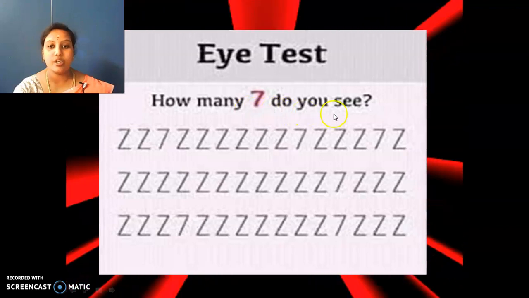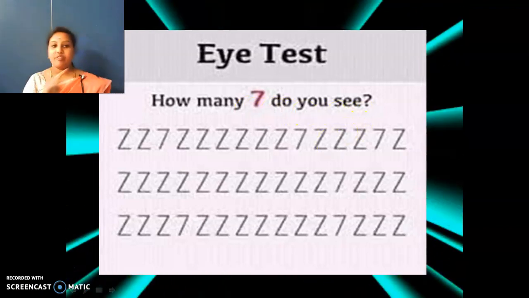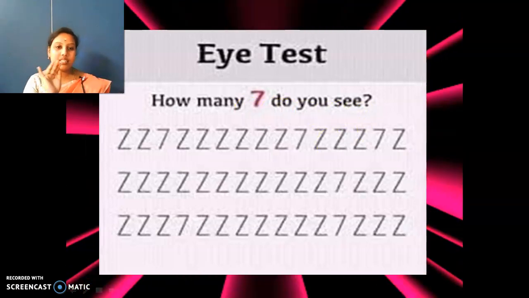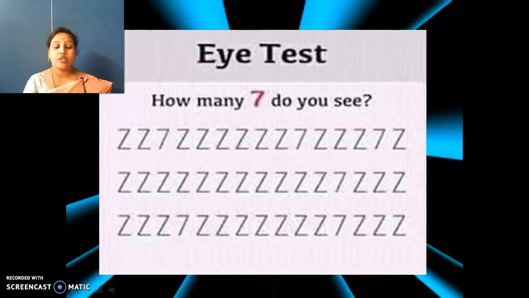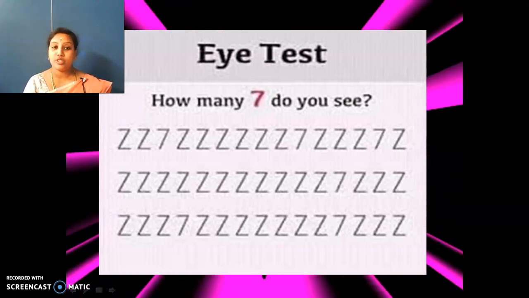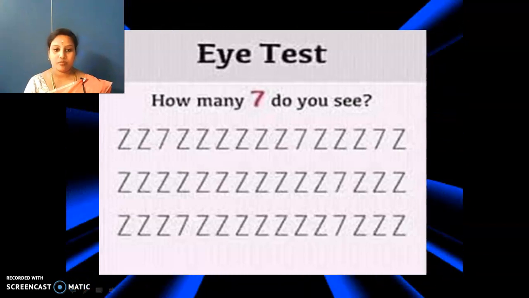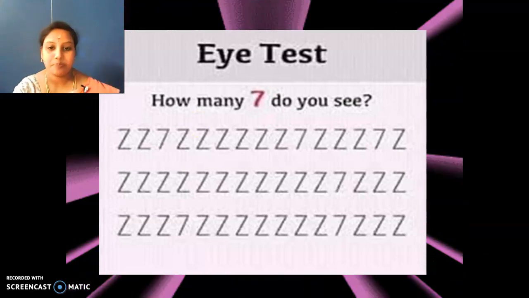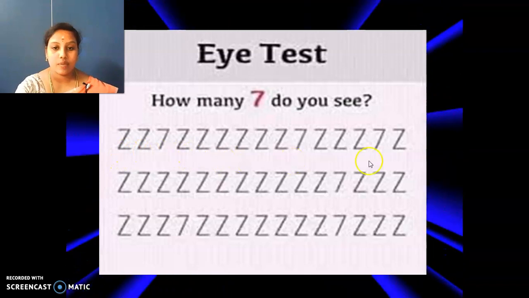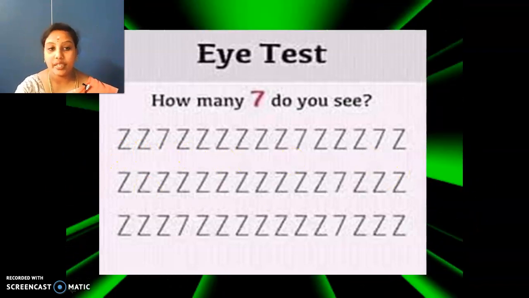I test. How many 7 do you see? So here they have given Z. So Z and 7 are together. Here you are going to find out how many 7 you see in this picture. Okay? See here. Observe the pictures carefully and then let me know.